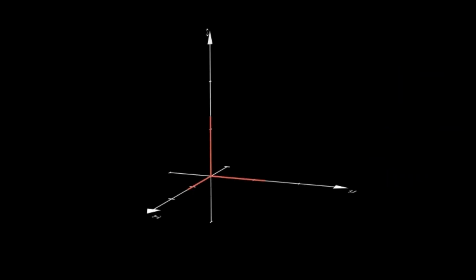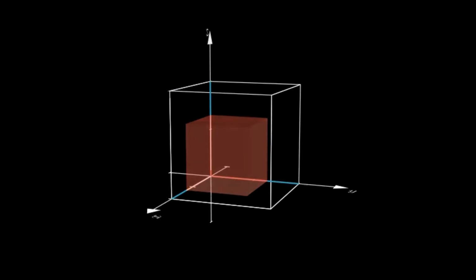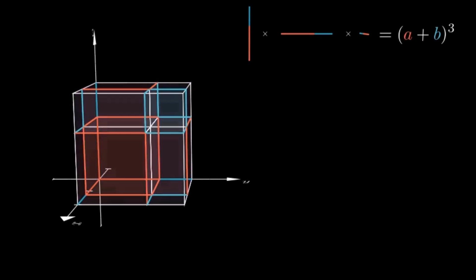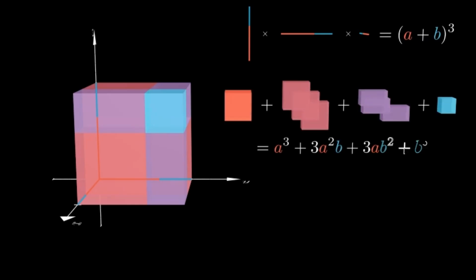We could do the same with a cube. We create a cube with volume a cubed and then increase the side length by b. The volume, or the space occupied by the new cube, is (a + b) cubed. If we break the cube down into pieces, we get a polynomial by looking at how the space occupied by the smaller pieces add up. So, we get this equation.